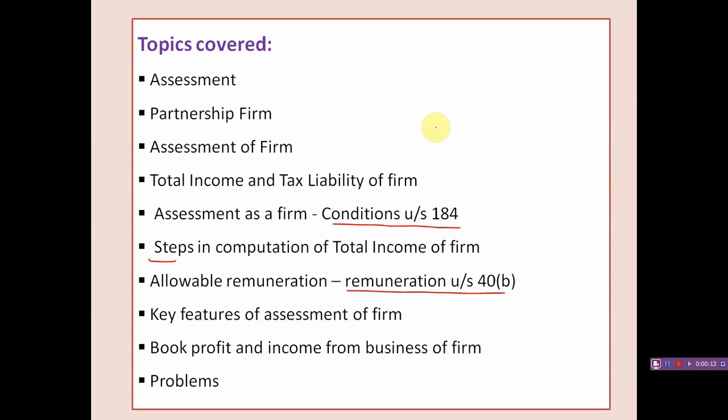These are the topics I am going to cover in this video. First, assessment, partnership firm and scheme of assessment of firm. And then we will look at the format for computation of total income and tax liability of the firm, conditions under section 184. Then we will study the steps involved in computation of total income of the firm, calculation of remuneration under section 40B. We will also see the key features of assessment of firm, and at the last we will solve problems on book profit and income from business of firm.